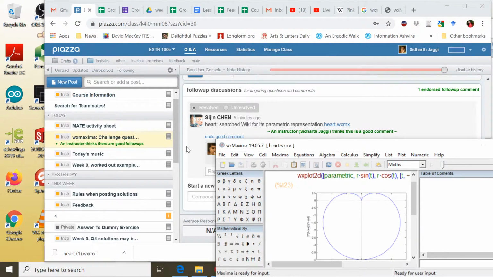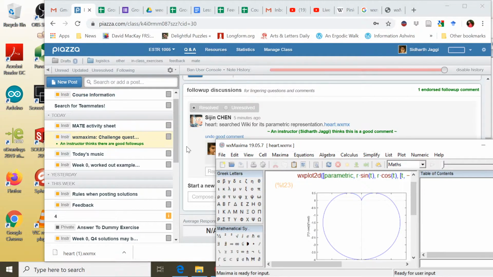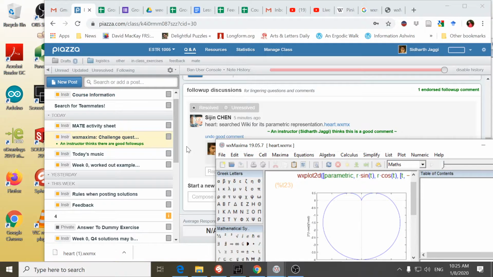Do you want to plot directly with the implicit equation? Yes. He wants to plot by implicit equation. Implicit equation, that is also possible. So go online, search wx Maxima plot implicit. Okay, you'll find something.